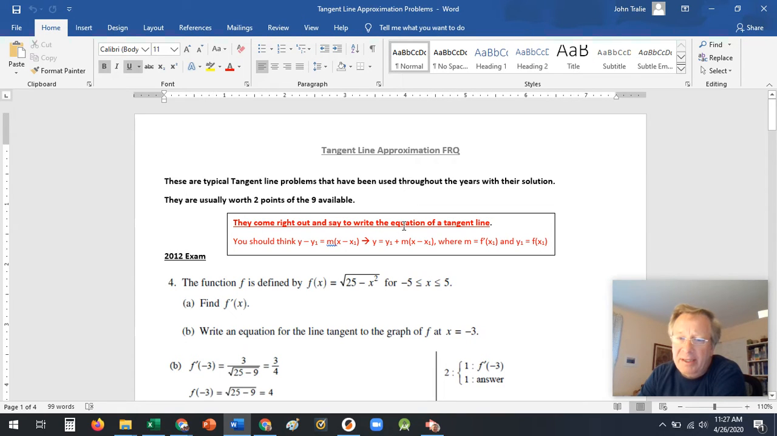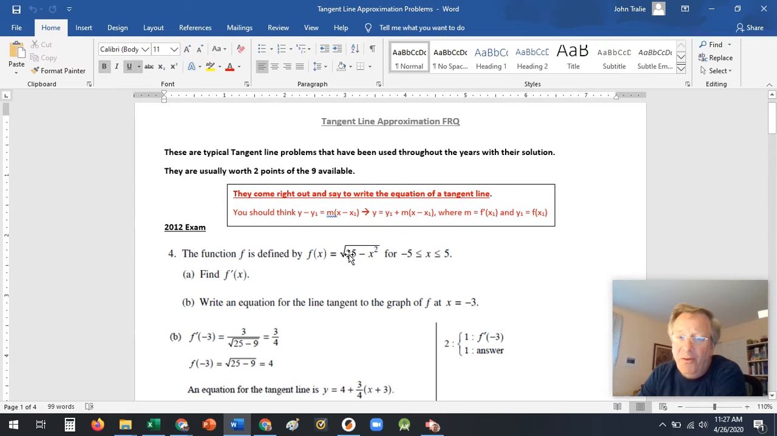Sometimes they come right out and say, well, actually they always do. They come right out and say to write the equation of a tangent line. Every problem is going to say that. Write an equation for the tangent line. It's going to look like that every time. When you see those words, hopefully you think point slope form of the equation.